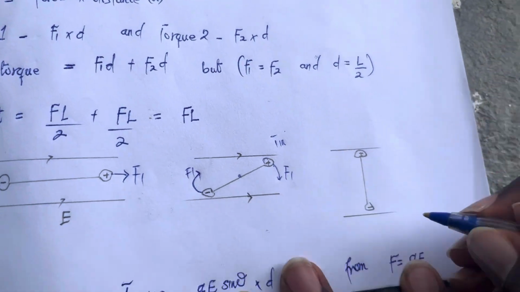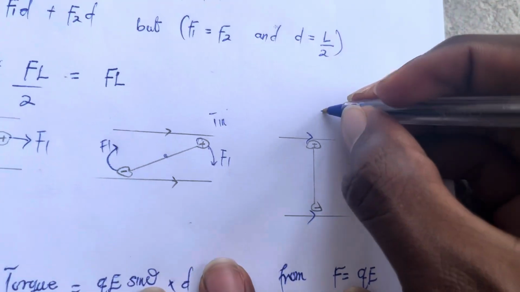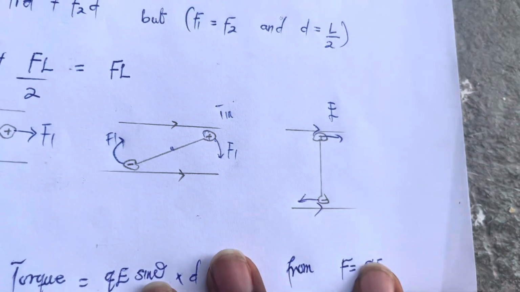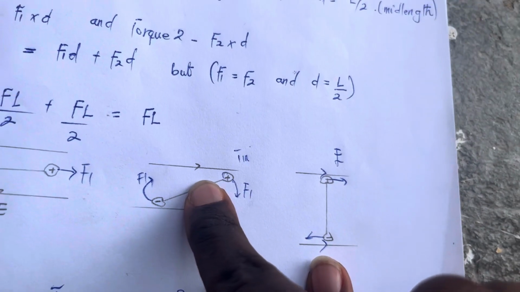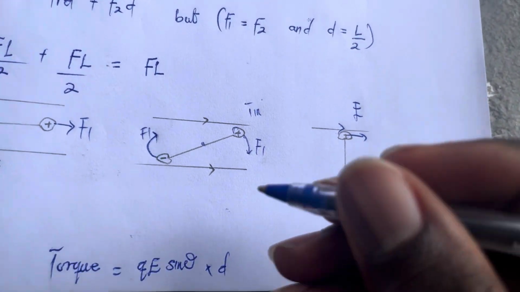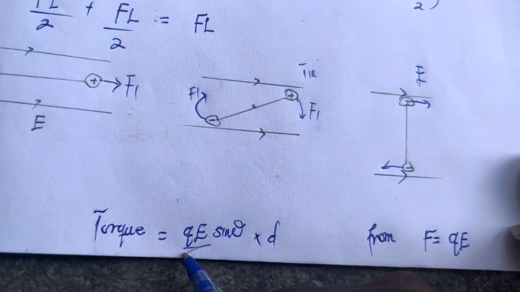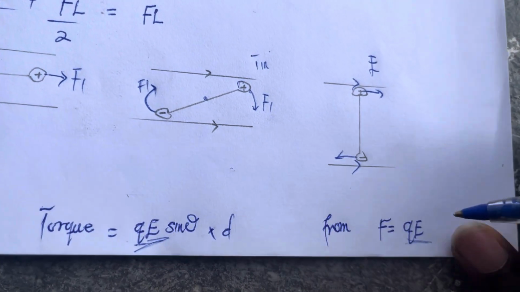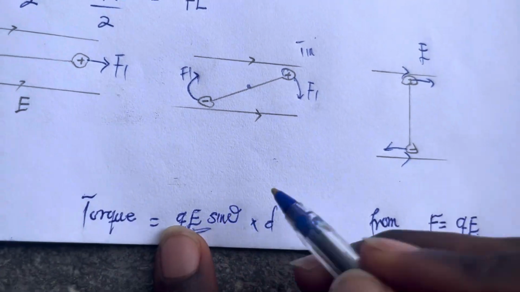But let's look at this one, for example. This is the direction of the electric field. One force will act here, the other force will act here. So you can see that the torque produced here will be maximum as compared to the other one. The general formula for torque is force times sine theta, and the force is just QE. From our previous lessons about electric field, force is equal to QE. So you can substitute it here: QE sine theta.